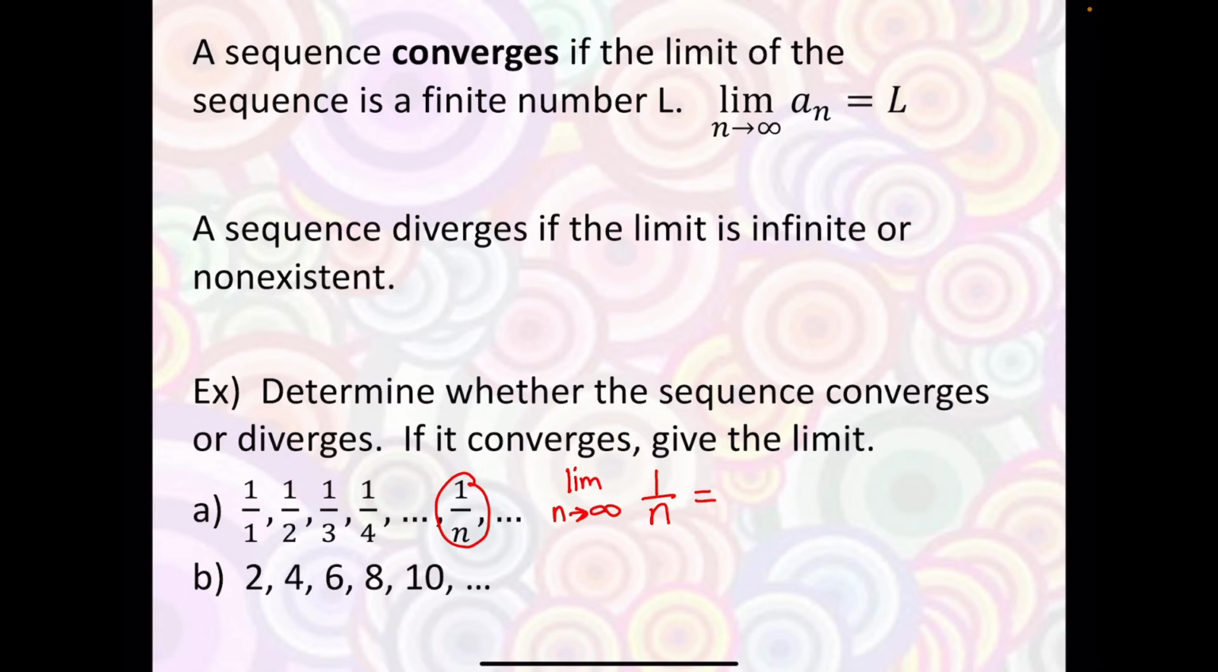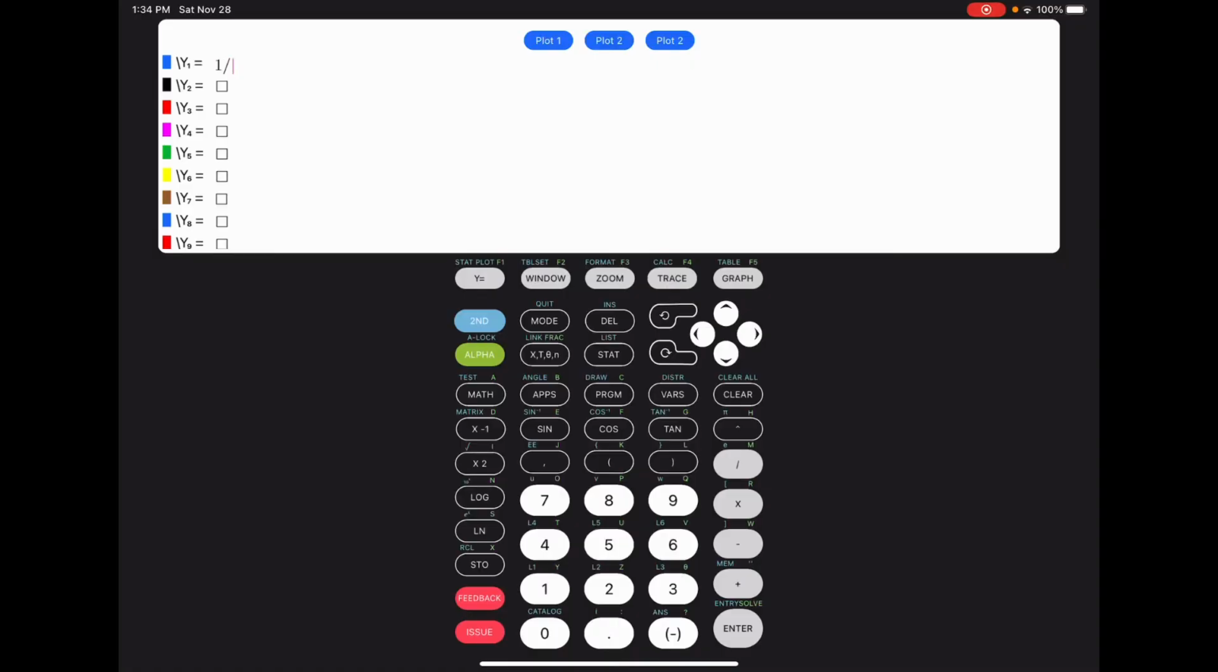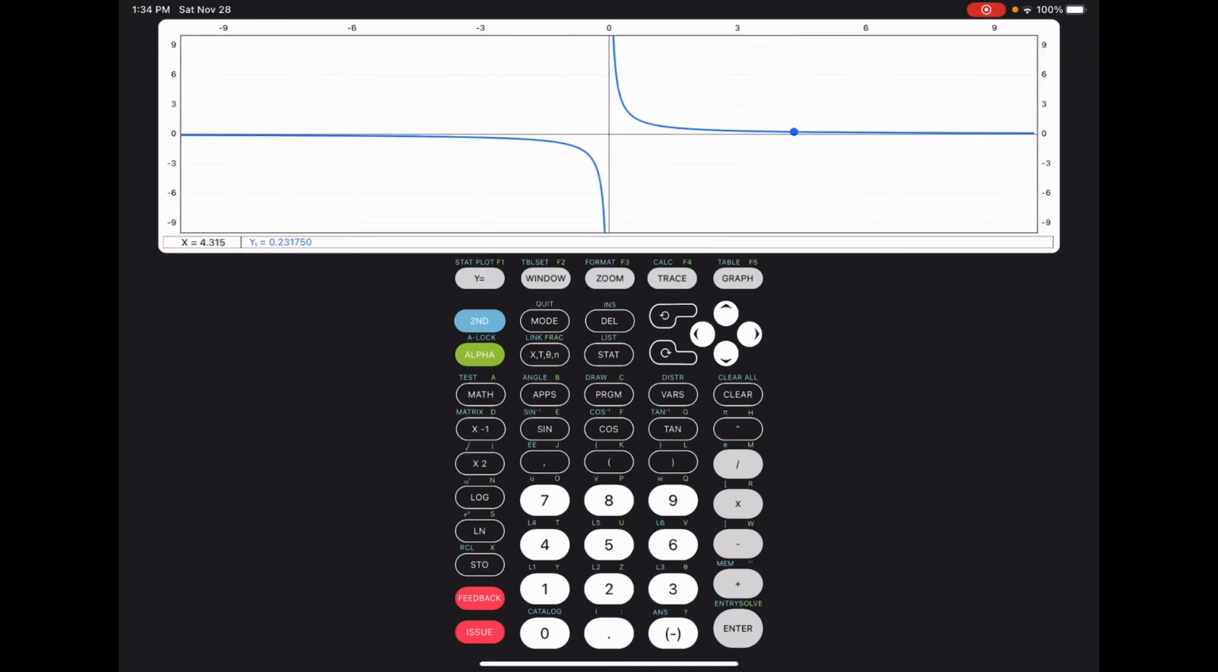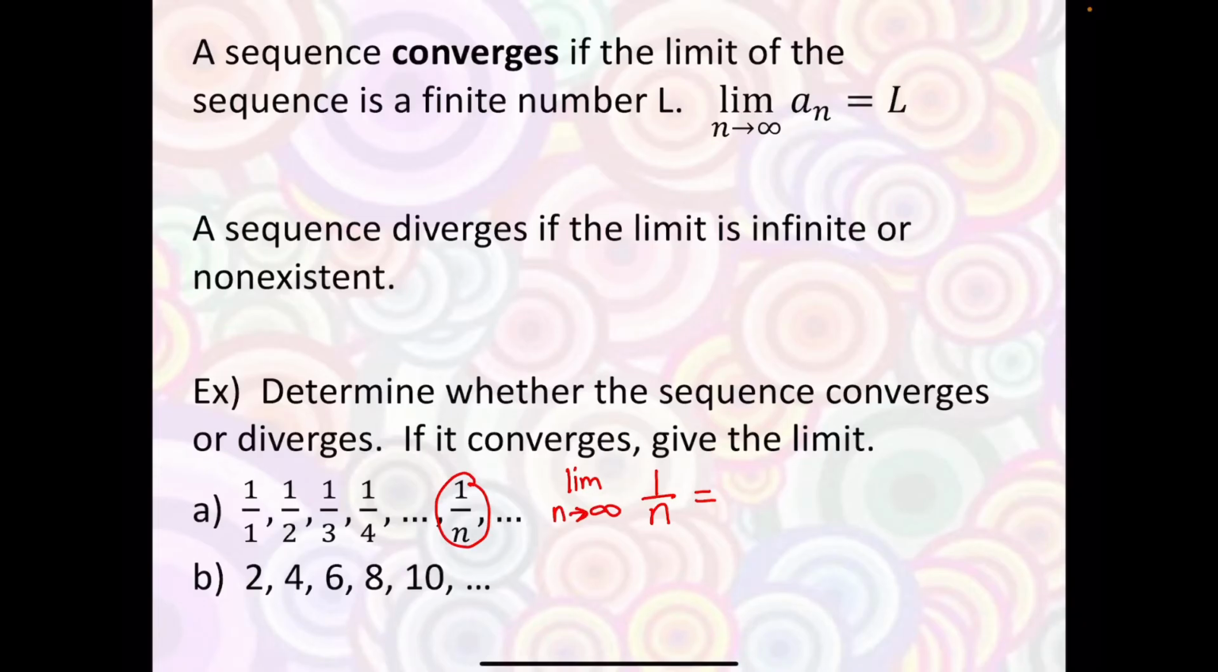Or we can look at the graph. So I'm going to put in 1 over x, and we can graph it. And as x is approaching infinity, so as we're going right forever and ever and ever, our y values are getting closer and closer to our asymptote at 0. So the limit as n approaches infinity of 1 over n is 0.